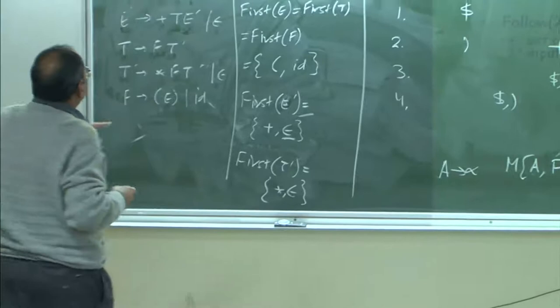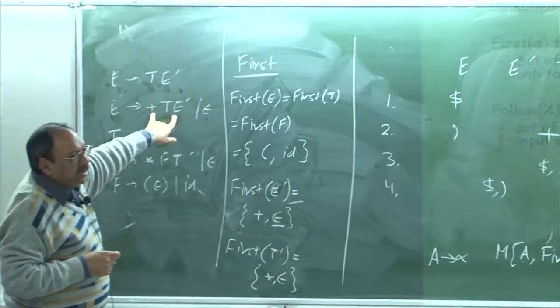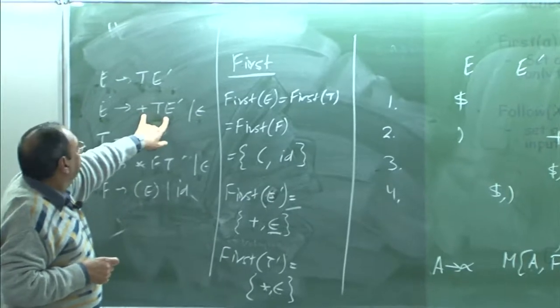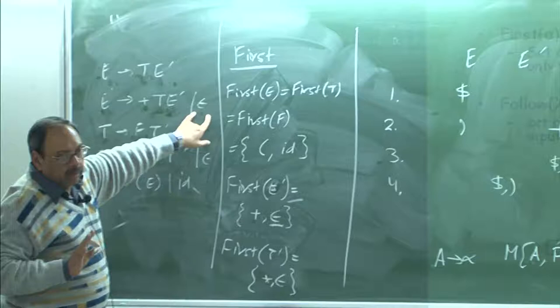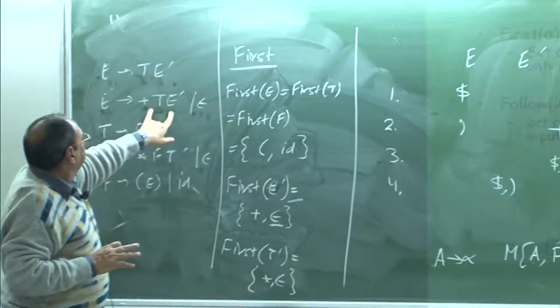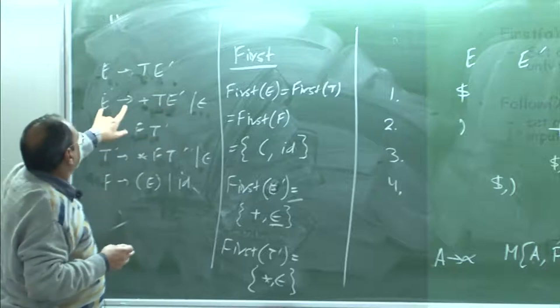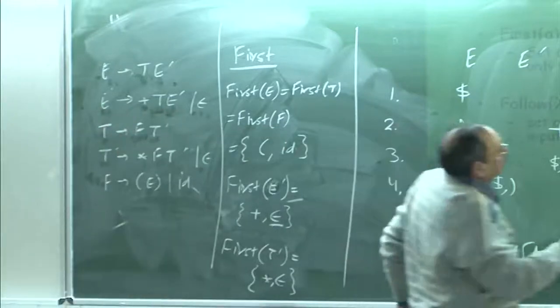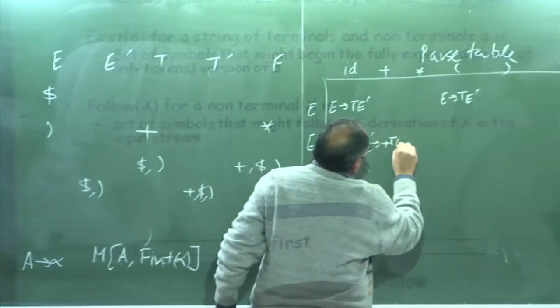What about E prime? E prime says that all valid strings which can be derived from E prime must start with plus. So forget about epsilon productions for the time being. If I now look at first of this, that is plus. So E prime and plus is going to give me a rule which says E prime goes to plus E prime.